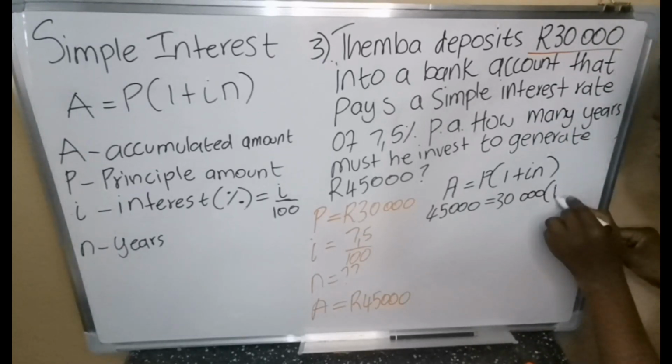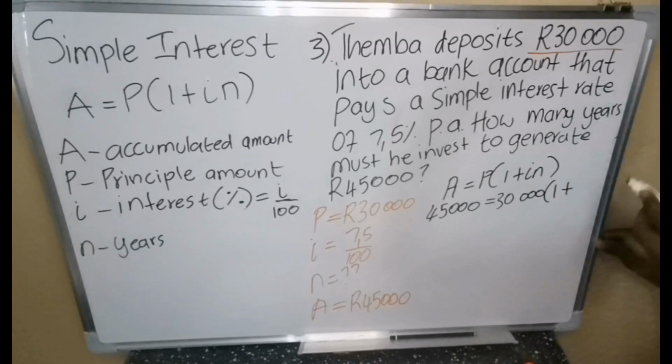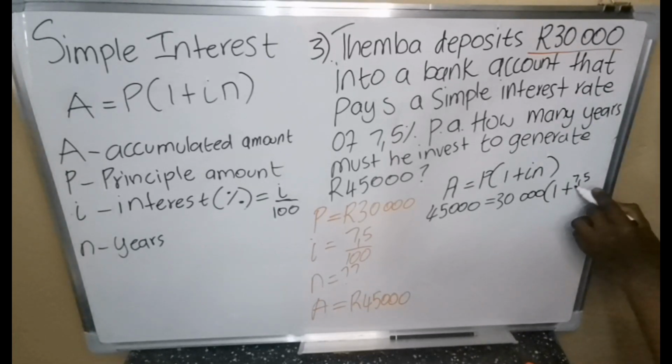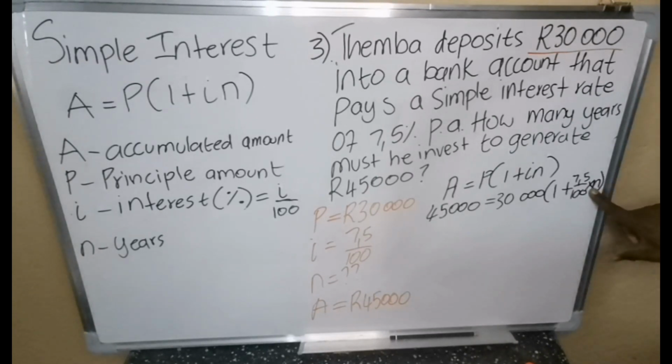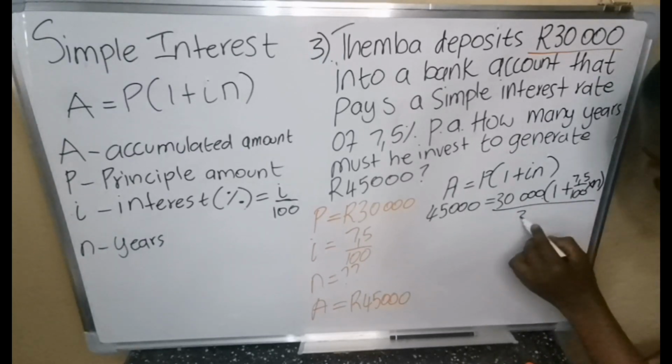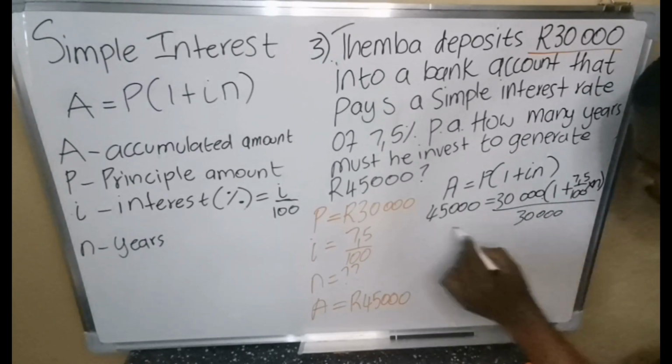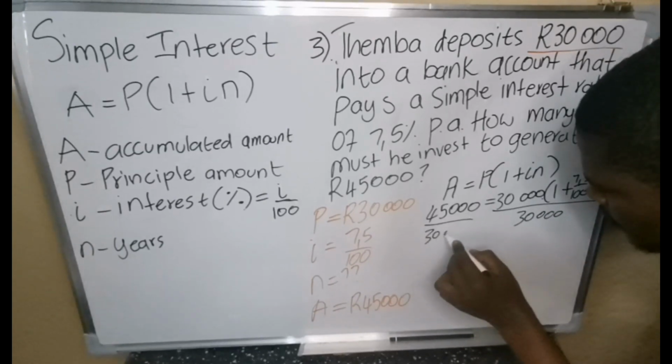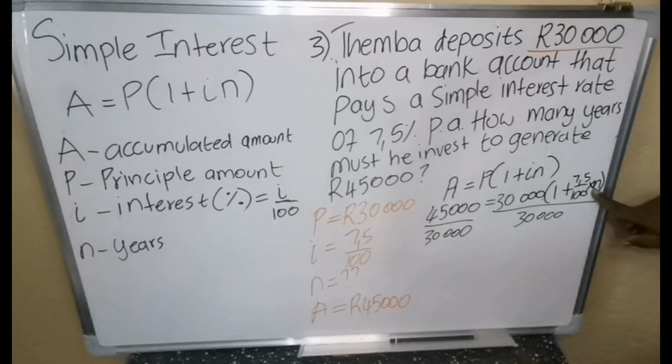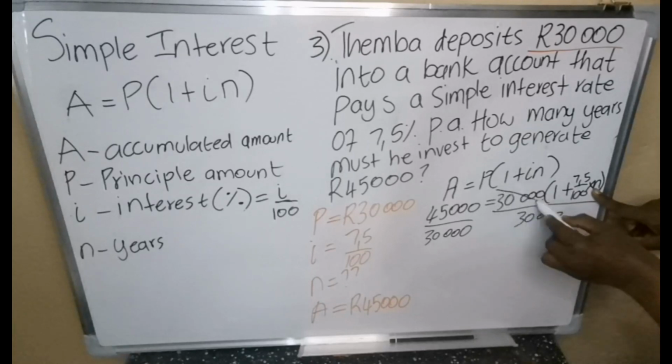30,000 rand a year. 1 plus interest, 7.5 over 100 multiplied by n. So you're going to say multiplied by n. Now, since I'm multiplying here, I'm going to divide both sides by 30,000 rand. Okay? Solve for n. So this 30,000 will divide this 30,000.